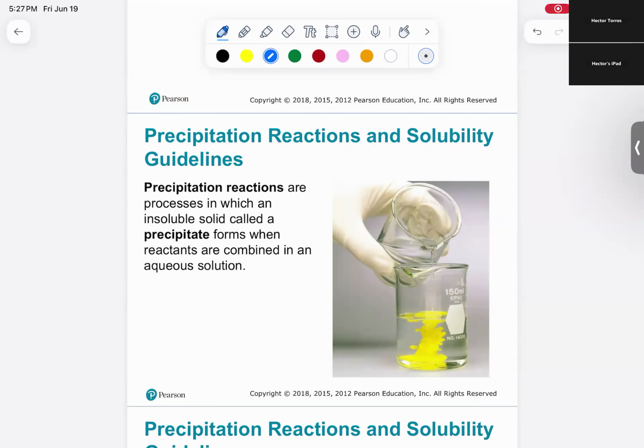Good morning, students. Today we're going to go over the reactions of precipitation and solubility. For this reaction, we went over the general rules of it.